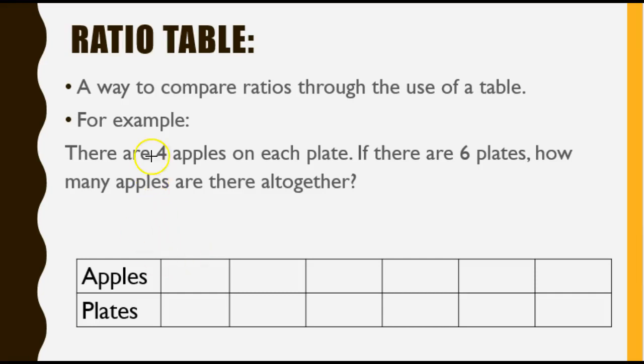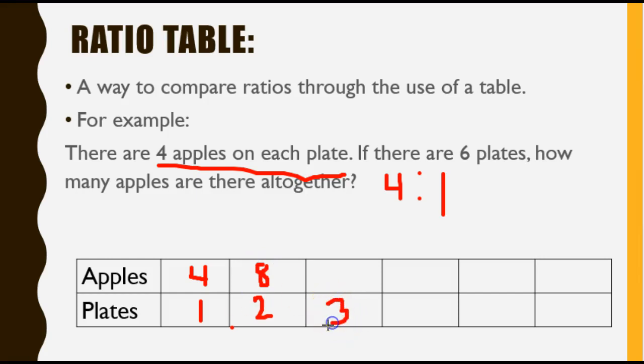So I can go up here and look at my ratio. For each plate, I have 4 apples. So I have a 4-to-1 ratio. Now I can start filling in my ratio table. If I started out with 4 apples to 1 plate, now let's see how many apples we would have on 2 plates. I can see I went from 1 to 2 by multiplying by 2. So 4 times 2 gets me 8. 8 apples to 2 plates.